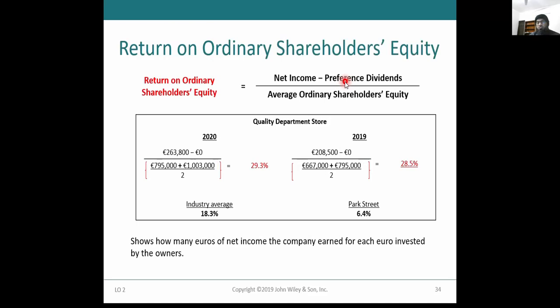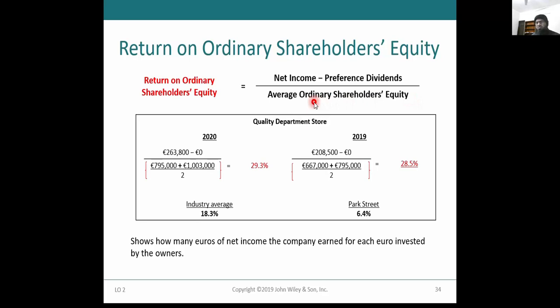Return on ordinary shareholders' equity, so this is net income. This is a ratio we have already seen in the corporate accounting part. Net income minus preferred dividends for the current period. Whether we paid them or not, preferred dividends for the current period only we deduct. If they are cumulative, pending for the last 3 years, we don't deduct. We only deduct the current year's dividend from net income, net profit, divided by average ordinary shareholders' equity.